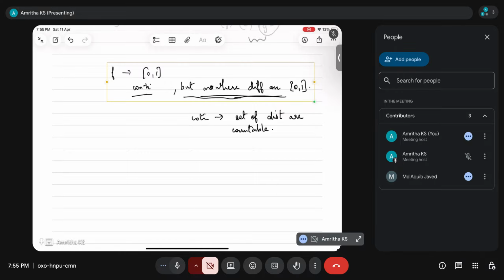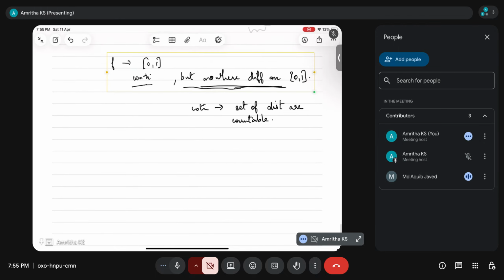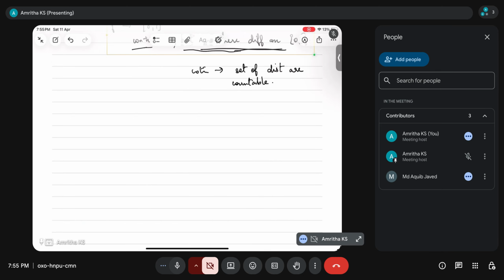Like the idea. Nowhere differentiable means at each point there is some corner thing. So if you take 0, 1, in each point there is some step kind of thing. Yes. So this is it.